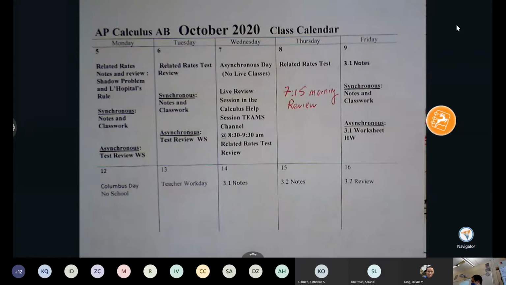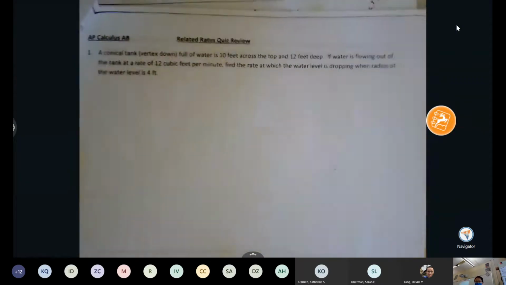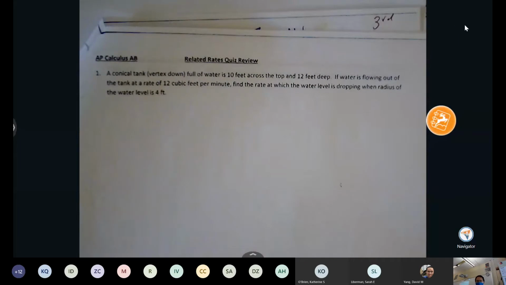I want to start off by finishing up our notes, and then we'll do the worksheet from yesterday. The worksheet that was assigned for yesterday is the related rates quiz review. We're not going to have a quiz, it's going to be a test, but we're just doing it for review for now.